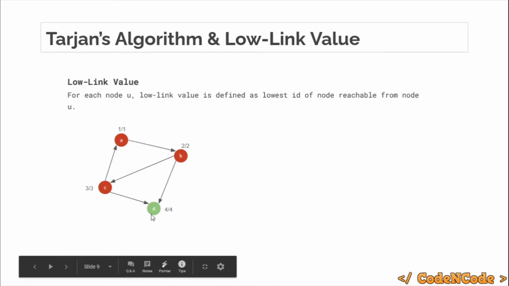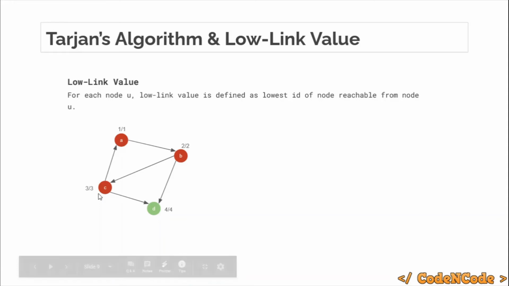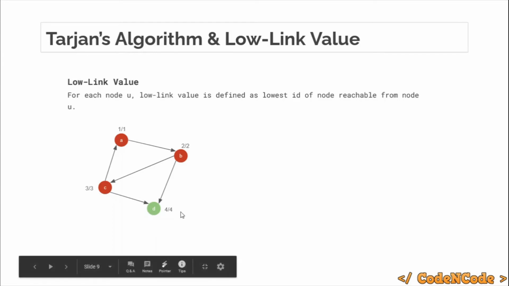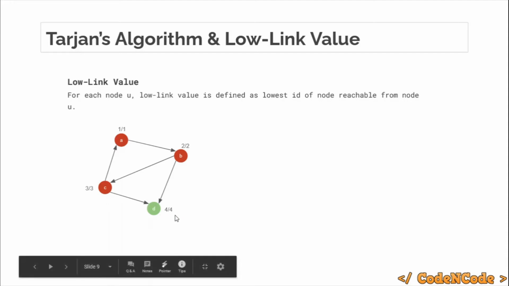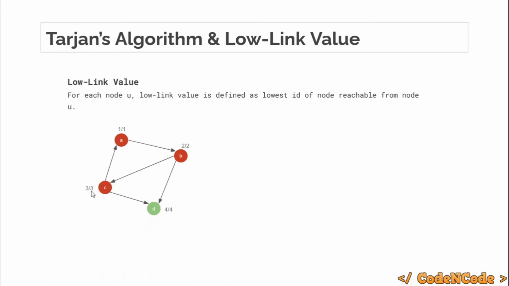Now since you have completed the DFS call of node D, you can use node D to minimize your low link value. Since there was an edge and node D was not visited, you made a DFS call. After you make a DFS call, you minimize your low link value with its low link value. So the low link value of C is the minimum of low link value of C, comma, low link value of D. Low link value of D is 4, C's is 3, so of course nothing would happen. It would still have its low link value as 3.